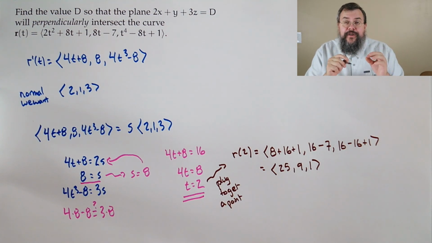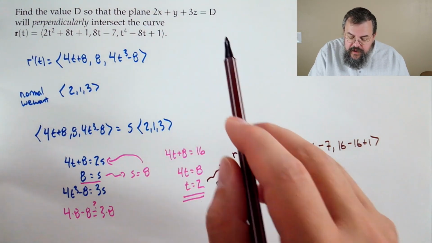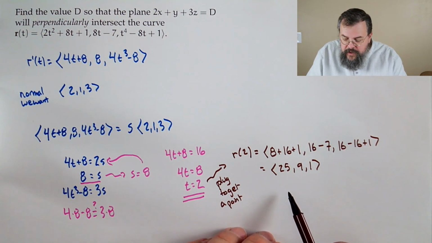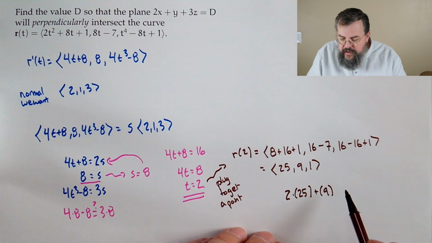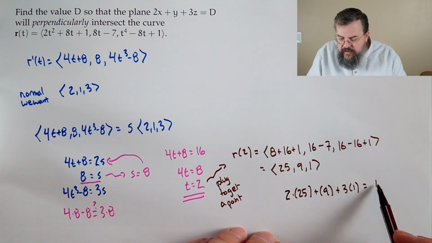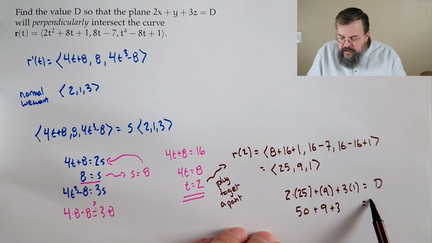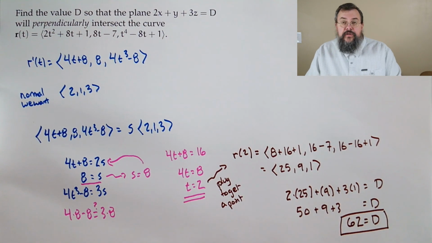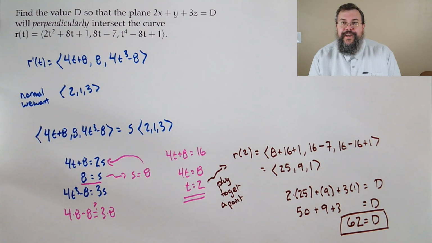We know the direction is right at time 2. So we say, perfect. We need to have the plane where 2x plus y plus 3z equals d contain that point. So the last thing to do is to say, well, we have that 2 times 25 plus 9 plus 3 times 1 has to equal d. Well, that's 50 plus 9 plus 3. And if you add that up, we end up with 62. And therefore, we need to choose d equals 62 to get that the plane will perpendicularly intersect.